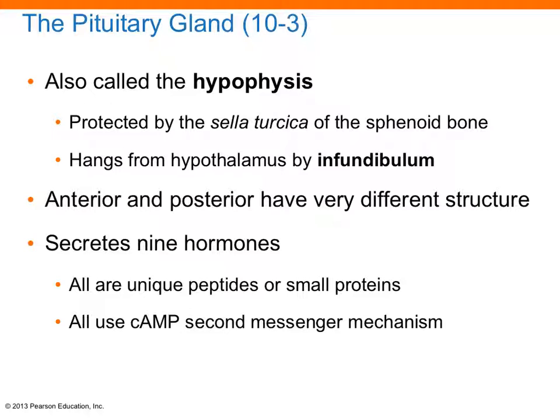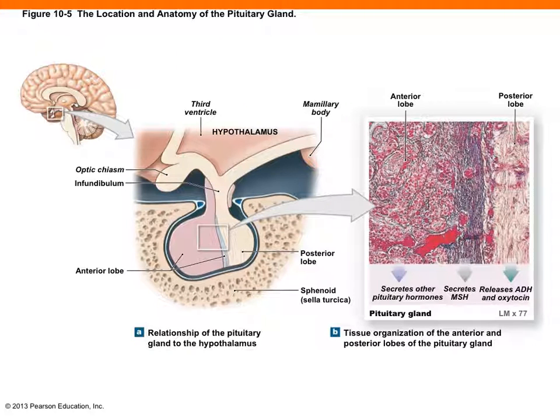The pituitary gland is called the master gland or hypophysis. There's an anterior and posterior pituitary, and they have a very different structure. They secrete 9 hormones. All are unique peptides or small proteins, and they use cAMP as a second messenger mechanism. This picture illustrates the location of the hypothalamus and the pituitary gland, the master gland. You're able to see the anterior lobe and the posterior lobe and the unique relationship they maintain.